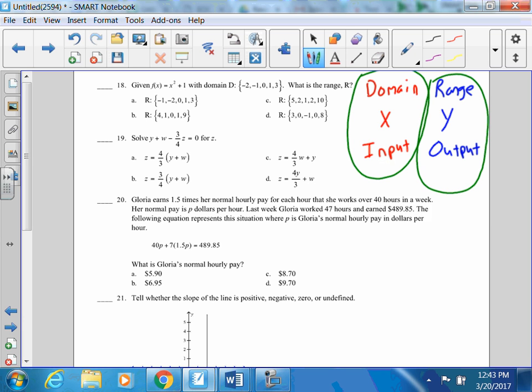And an easy way to remember that is alphabetical order. What comes first, X or Y? X comes first. D comes before R. And input, I, comes before O.